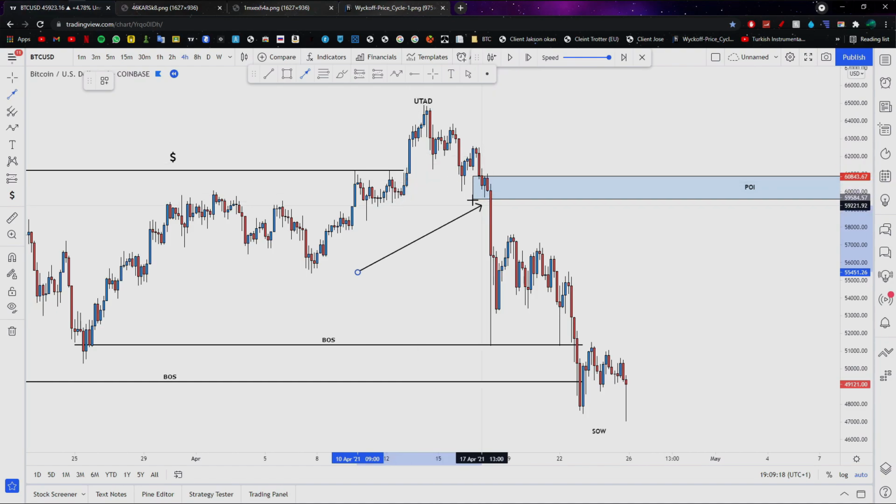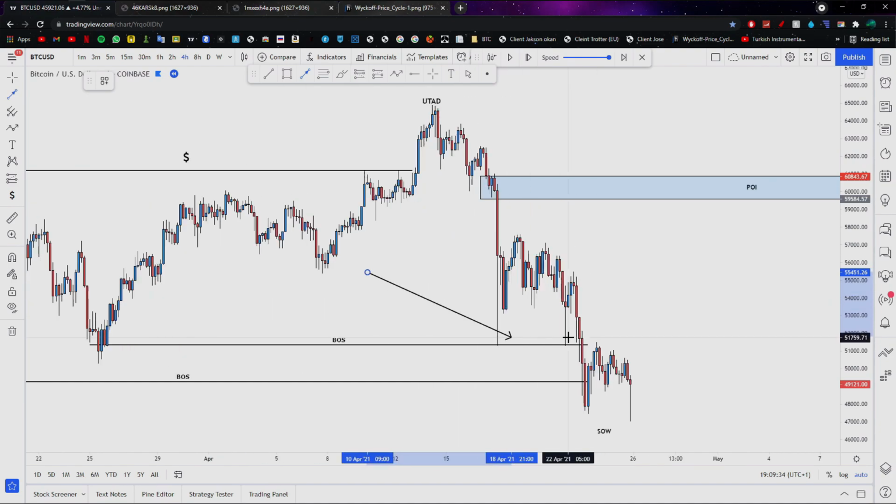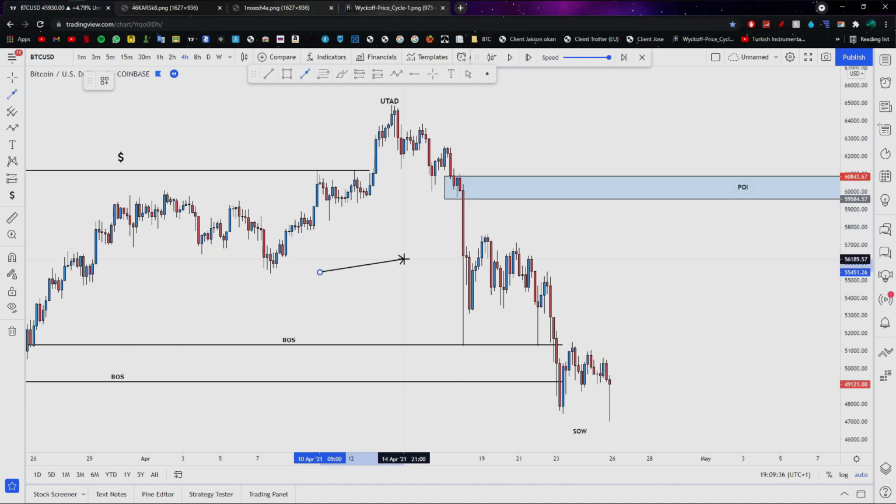So I'm interested in the supply zone. That's number one. Number two, it's not mitigated in any way, right? There are no wicks back into the zone. Price did not come back into the zone, whereas these two zones, it can be argued that price did come back into the zone, right? And third of all, it broke structure to the downside. So that's why I was most interested in this zone.